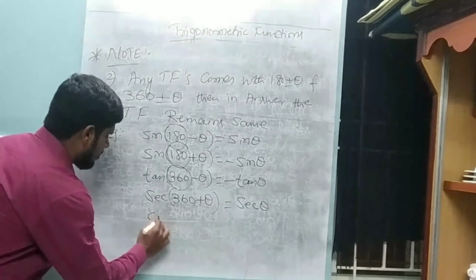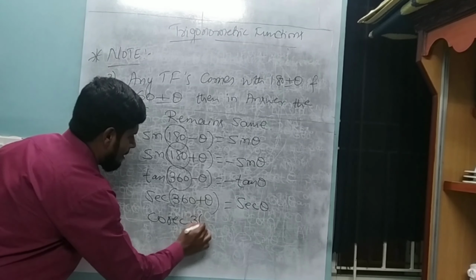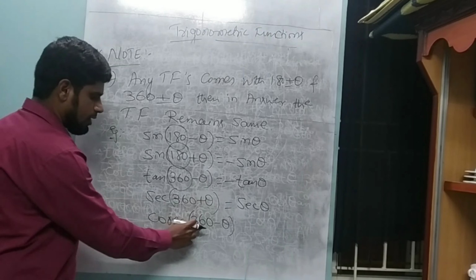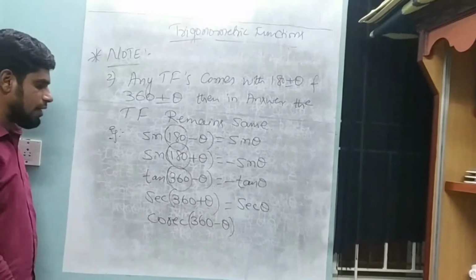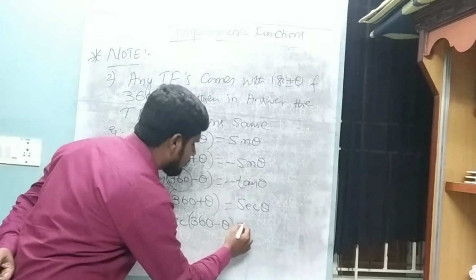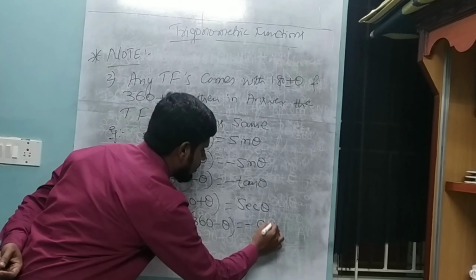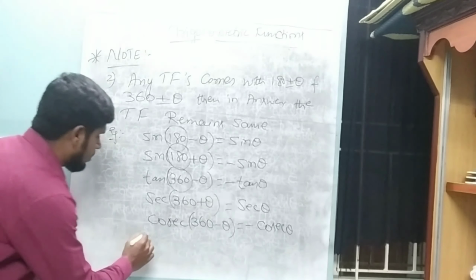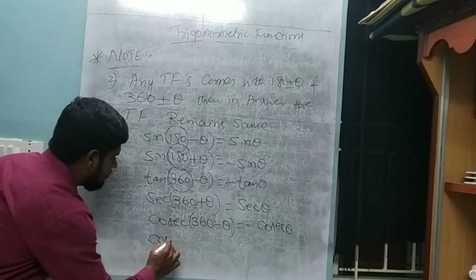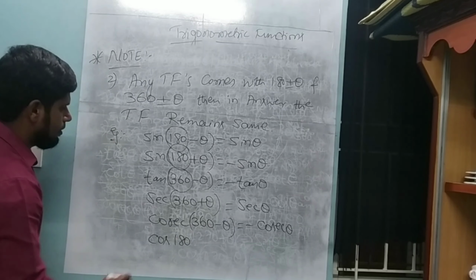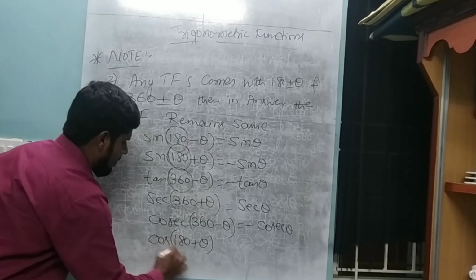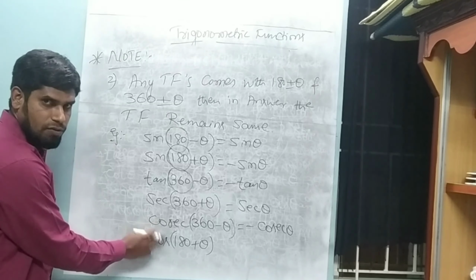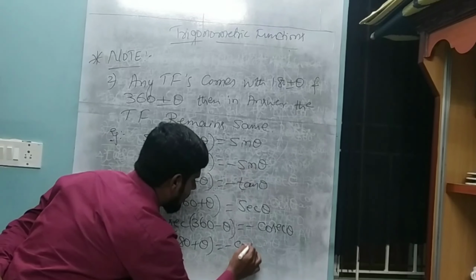One more example I take. That is cosecant 360 minus theta. Student, 360 minus is in the fourth quadrant. In the fourth quadrant cosecant is negative, so it is minus cosecant theta, because in the fourth quadrant only cos and secant are positive. And one more I will take, cos this time. Cos 180 plus theta. Student, 180 plus theta is in the third quadrant. In the third quadrant cos gives a negative answer, so it is minus cos theta.